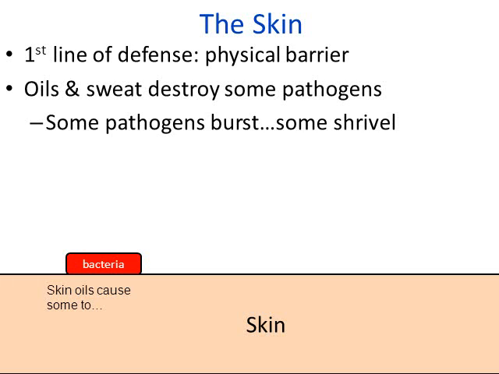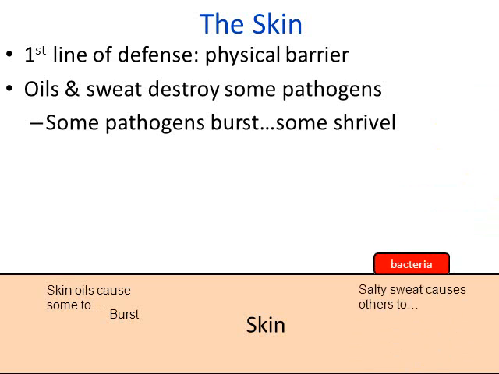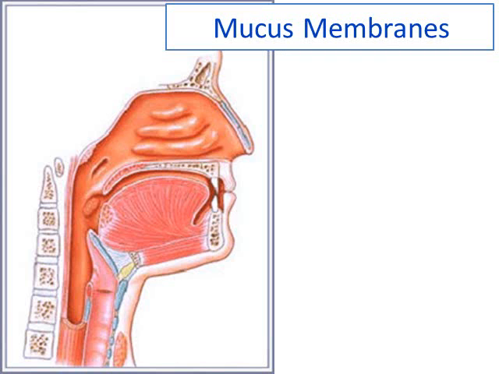And so skin oils will actually weaken the cell membrane of the bacteria and cause it to burst. Well, here's another bacteria that just landed on your skin. Let's say your skin is really salty right now because maybe you've been sweating a bunch. And so salt, you might know, dehydrates cells and causes this particular bacteria cell to shrivel. Either way, both examples, the bacteria that landed on the skin died. And so a great example of how our skin can be a first line of defense.